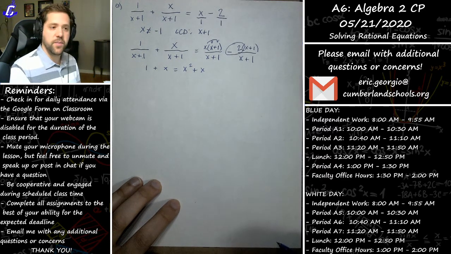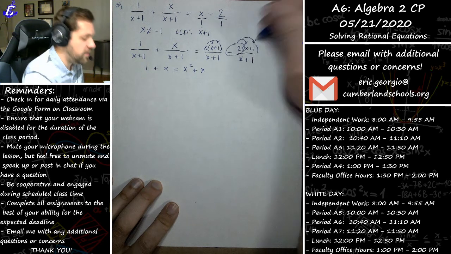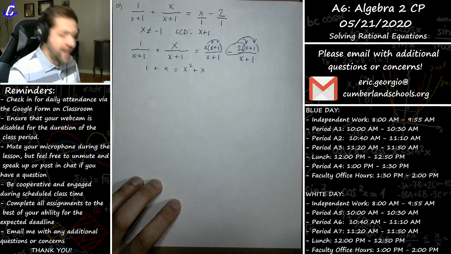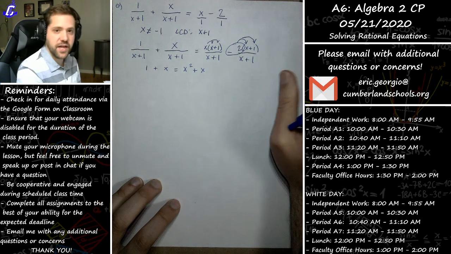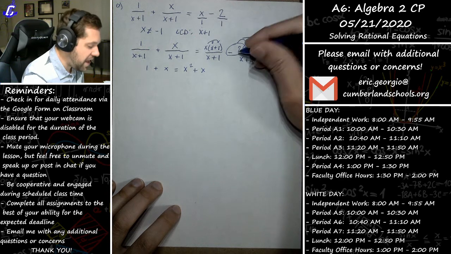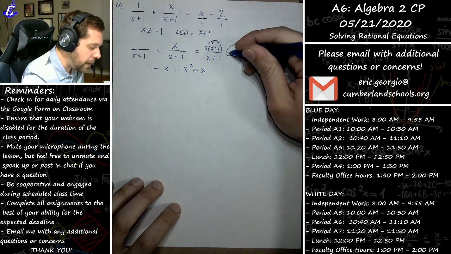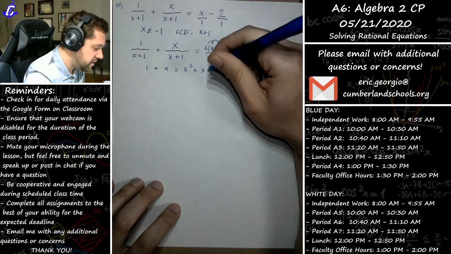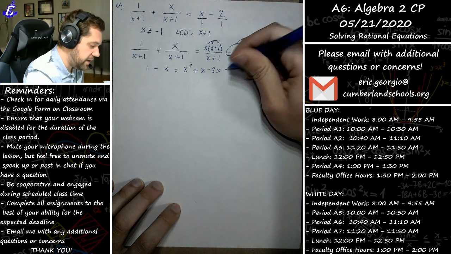Something very, very important to keep in mind, this -2 is going to distribute here and here. When you see a negative sign in front of a fraction like this, and this is going to come up in the next problem we do as well, it does apply to each and every term in that numerator. So this is really going to be -2 times x, -2x, -2 times 1, -2.